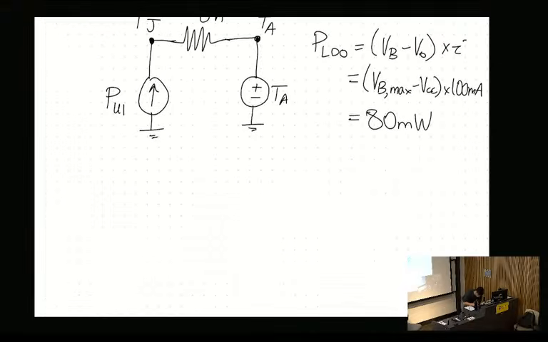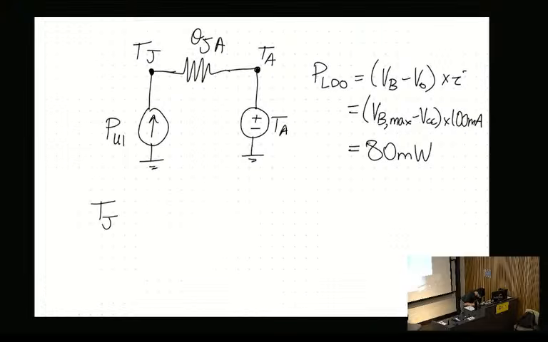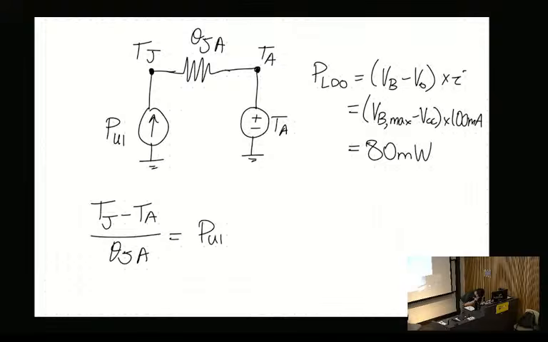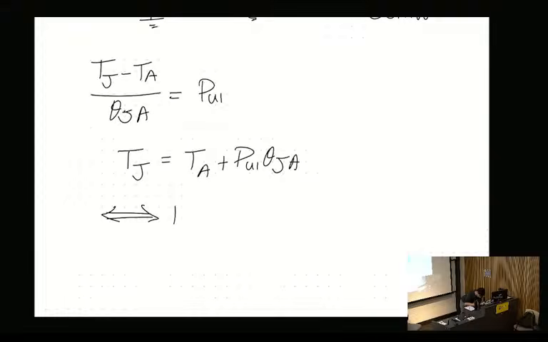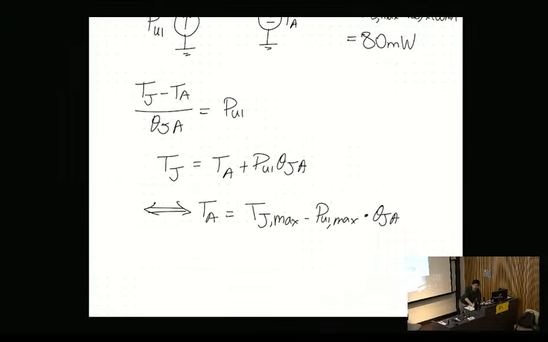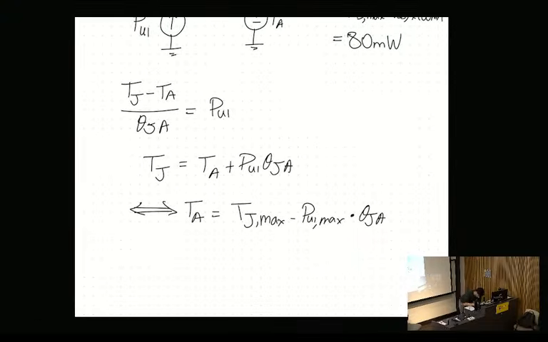And then you can just do some easy circuit analysis. So you go TJ minus TA over theta JA, and that's just the voltage across resistance. Rearrange that and you get TJ equals TA plus P1 theta JA. Rearranging again, you get TA equals TJ max minus P1 max times theta JA. Is that okay so far? Just some circuit analysis. And when you calculate this, you find it's 110 degrees Celsius.